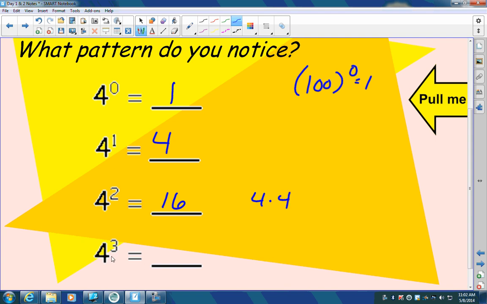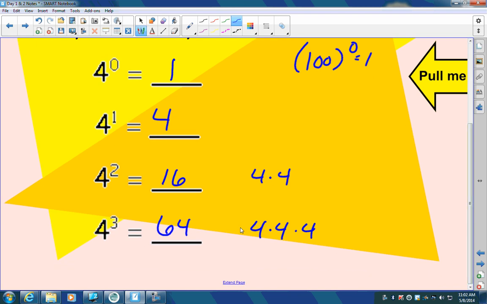What about 4 to the third power? Now, how did you get 64? 4 times 4 times 4, because 4 times 4 is 16, then 16 times 4 is 64. Some people make the mistake of doing 4 times 3 and getting 12. Please remember, that's not what the exponents mean.